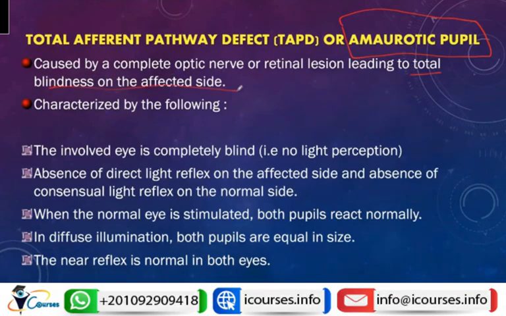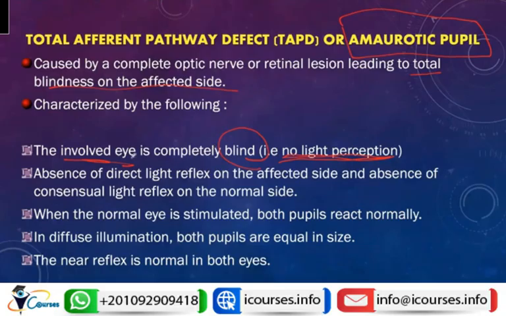So if there is complete cutting of the optic nerve, or a severe destructive lesion of the retina, then this will cause total blindness, and the pupil here is called an amaurotic pupil. So what are the characteristics? And here please concentrate with me. The involved eye is completely blind, meaning that it can see no light. It's called no light perception.